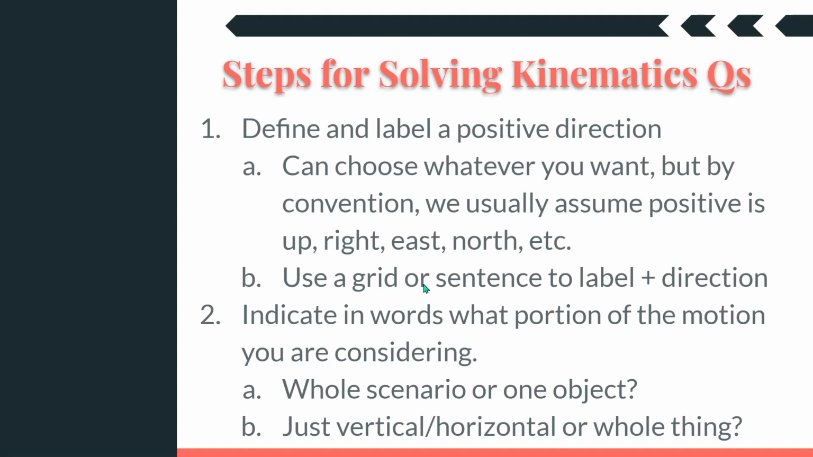You're going to use a grid or a sentence or axes in order to label your positive direction. Then you're going to indicate in words what portion of the motion you are considering. Okay, are you looking at just the first couple seconds? Are you looking at the entire thing from when it's launched to when it hits the ground? What is the question asking you to focus on specifically? And is it just one object? Are there multiple objects? Okay, so what are you considering? What time segment? What type of motion? Whatever else. Is it just horizontal? Is it just vertical? Those types of questions.